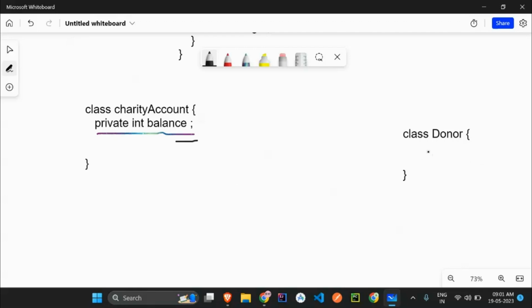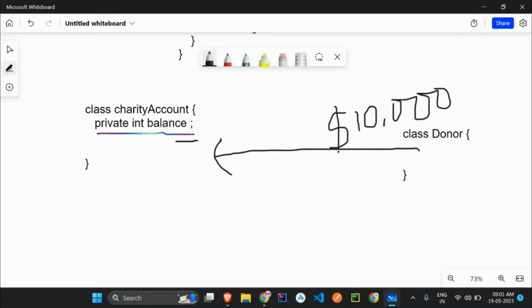And suppose you are the donor here and you want to donate some amount. Let's assume you are donating $10,000. You are a donor, but it is not possible that you can see the balance of this charity organization. The balance may be 10,000, 20,000, whatever it can be, but we cannot see this data. It means that we are setting the data, like we donate the 10,000, then the balance will be updated with $10,000.